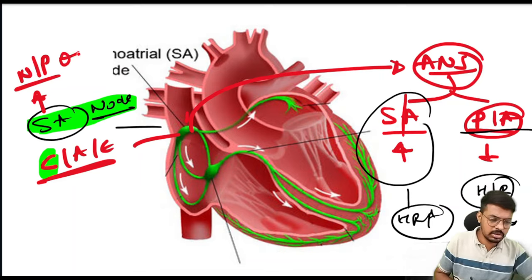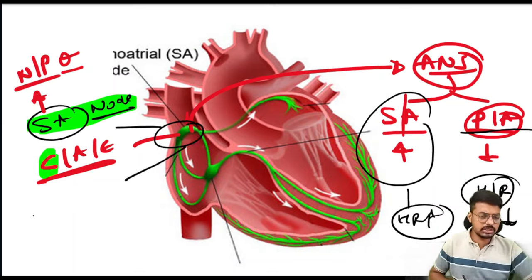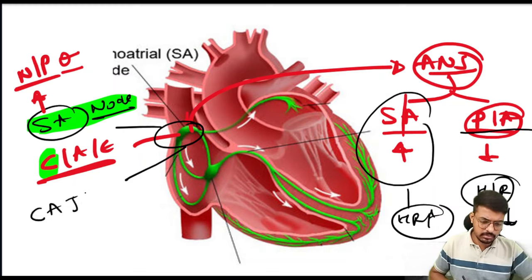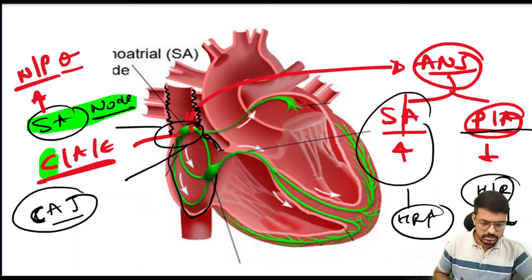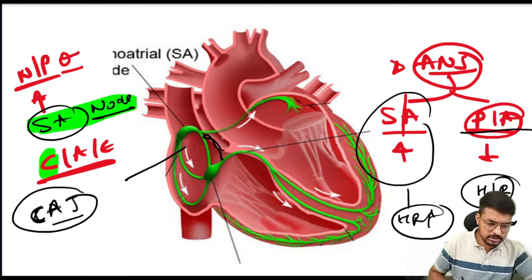The second point is that it is called the natural pacemaker of the heart. The third most important point everyone has to remember is the location of the SA node. It is present in the cavo-atrial junction. Cavo-atrial junction means the superior vena cava comes from the superior side, that is the cavo, and here is the right atrium, that is the atrium. The junction is the connection between the superior vena cava and the atrium, this part. That is what we call the cavo-atrial junction.